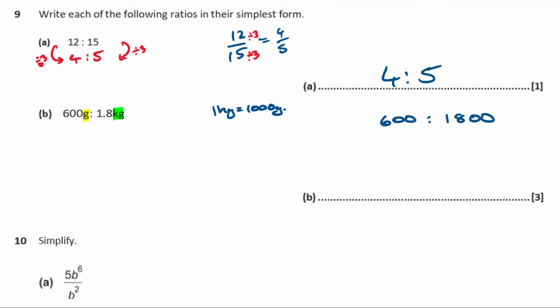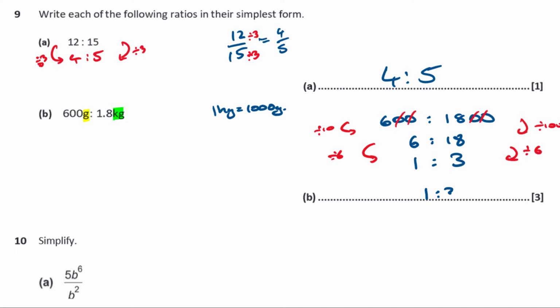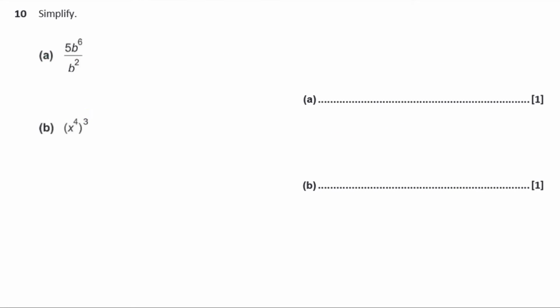I'm going to divide both sides by 100 first to make it a little bit easier. In other words, I'm just going to cross those two zeros off. So that's going to give me 6 to 18. And then I'm going to look for common factors. Divide by 6. Divide by 6. So that's going to give me 1 to 3 then. And that's my final ratio then, isn't it? 1 to 3.